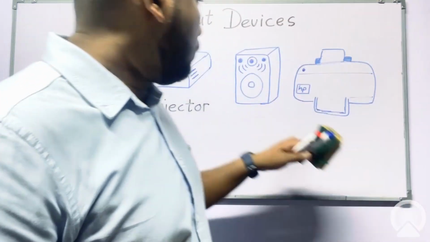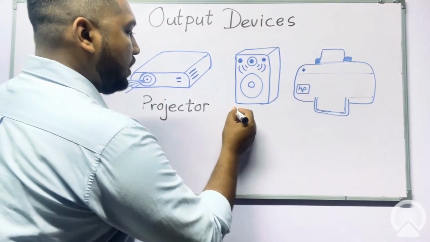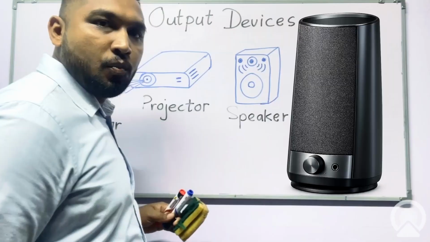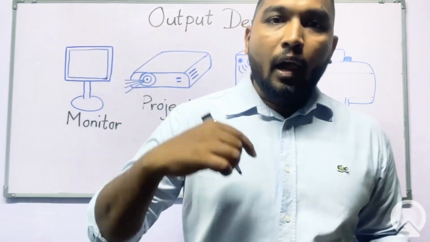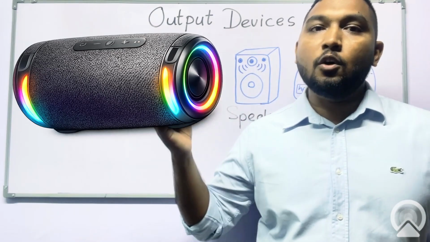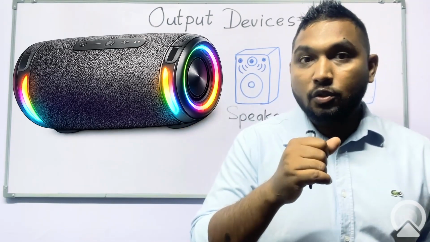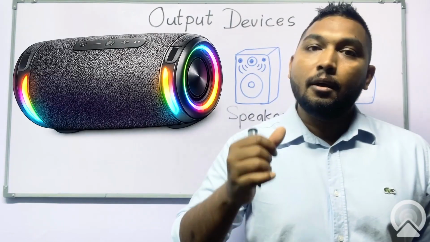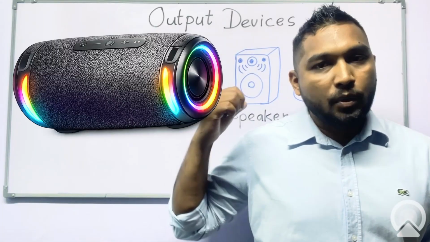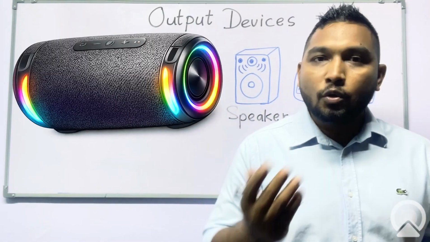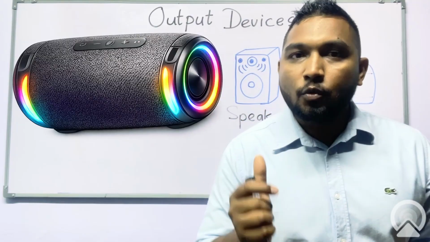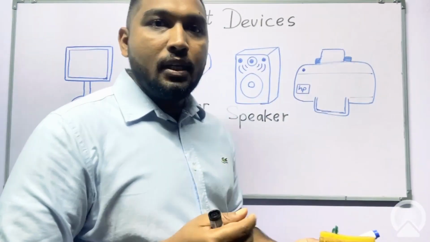Who is the next one? The next one is the speaker. Speaker is also an output device. The connected device of the speaker, which belongs to input devices, is the mic. We use the mic for entering sound into the computer, while the speaker is the opposite: it takes sound out of the computer. This speaker could be a headphone, a Bluetooth speaker, or a wired speaker. Anyway, the speaker is the output device for getting outputs in sound.